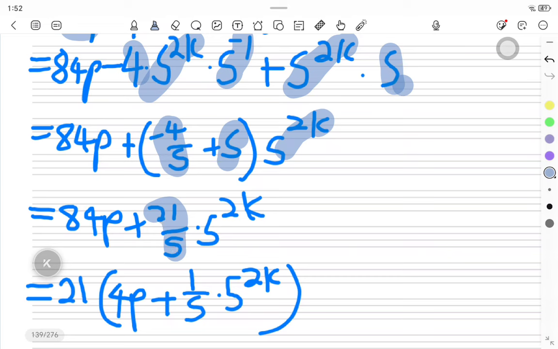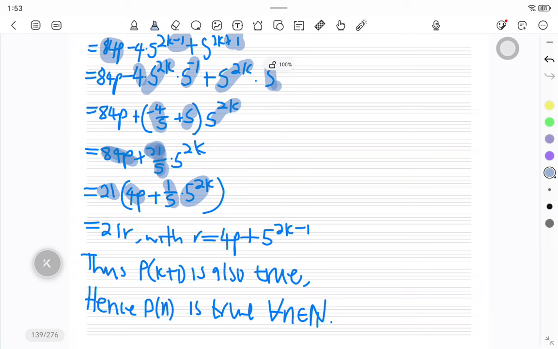And here, when I factor out 21, here I'll be left with 4p, here I'll be left with 1/5 times this. Then I replace that by r, which gives 21r with r equal to that. You see, right? Thus, P(k) is also true, hence P(n) is true for all n elements of natural numbers. So, I'm sure we see that it's not that difficult to work with, right?